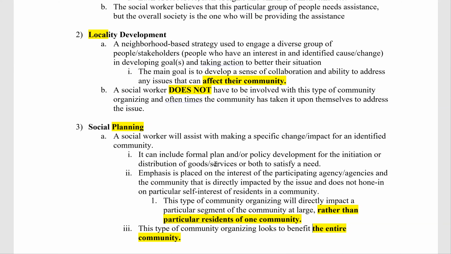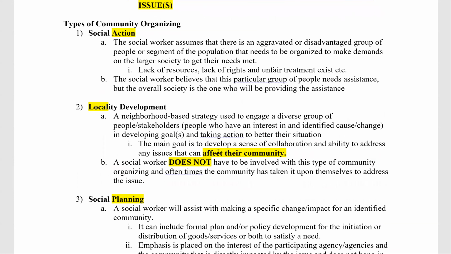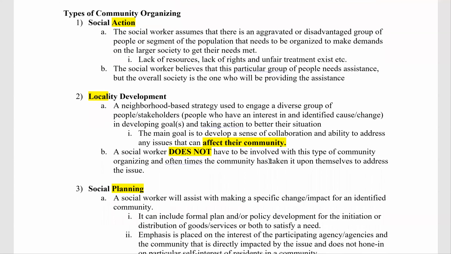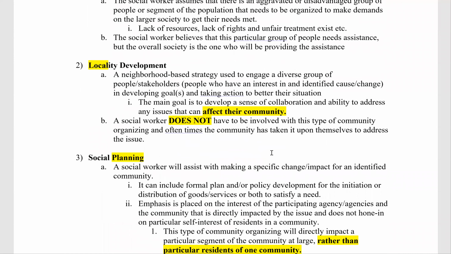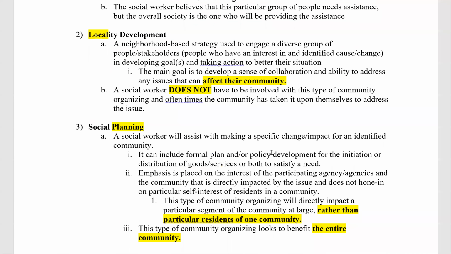So, kind of a quick review of all of them. Social action, key emphasis on action because the social worker is going to be putting forth action to get the job done, advocating for underrepresented or vulnerable populations because overall society is not doing enough to help them. Locality development is where the locals are developing and impacting their community in particular, not the other communities, just theirs. And social planning is where the social worker is going to do all the planning to help improve an entire segment of the country, not just one particular community.